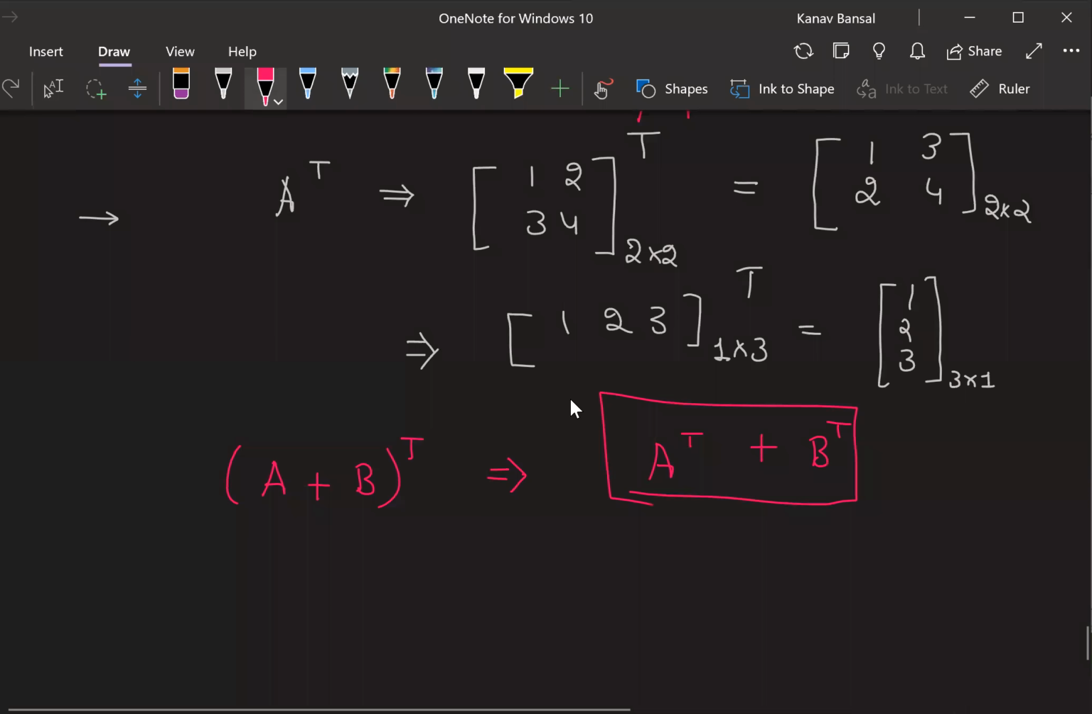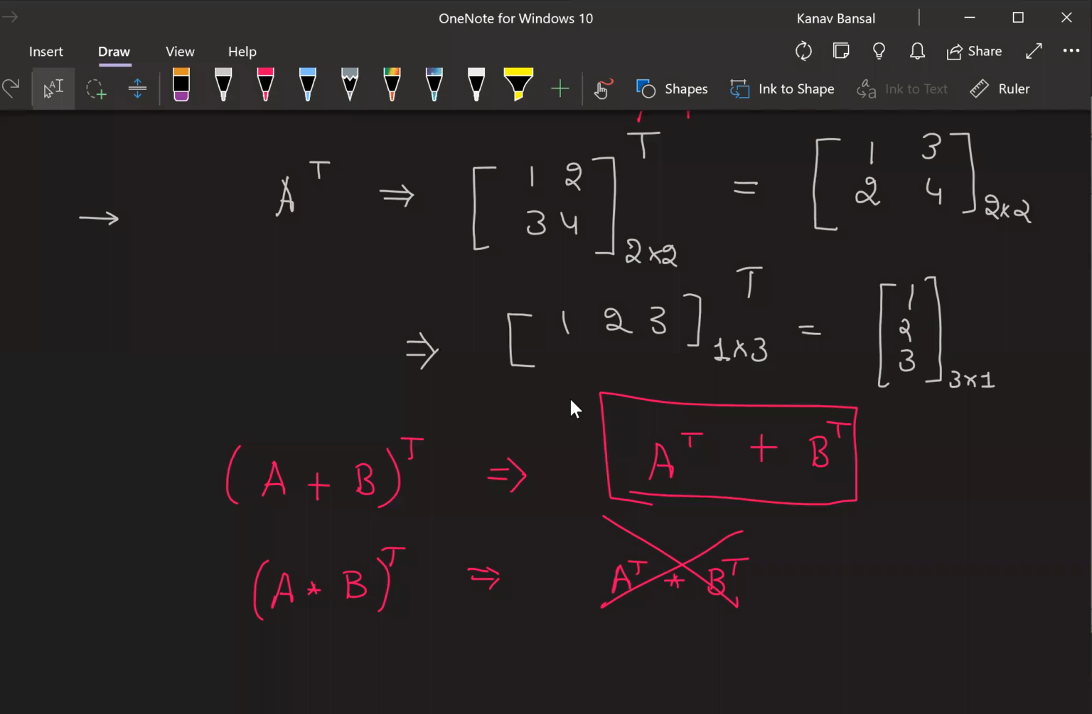Perfect. Now the next thing. If I have A into B, if I want to do A multiply by B, and I take the transpose of this entire thing, is it equal to A transpose into B transpose? No, right? This is not the case. The output here will be B transpose into A transpose.